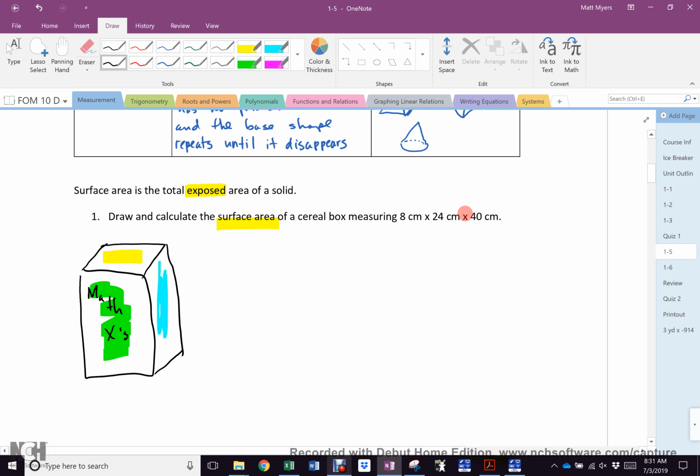Where do those numbers go, do you think, on this drawing? Where would 8 go? On the bottom right here. 8 centimeters across. There you go. There's an 8. Where would the 24 go? Logically. Right? And where would the 40 go? Excellent. Now, since I only have 3 different rectangles here, wouldn't the surface area be these 3 rectangles added together?